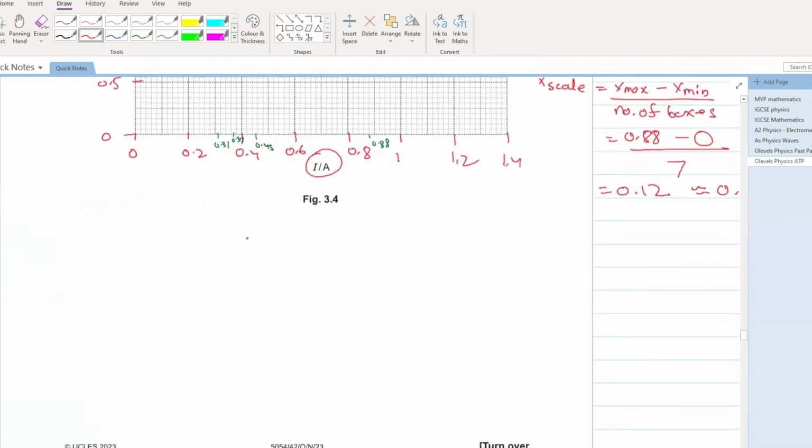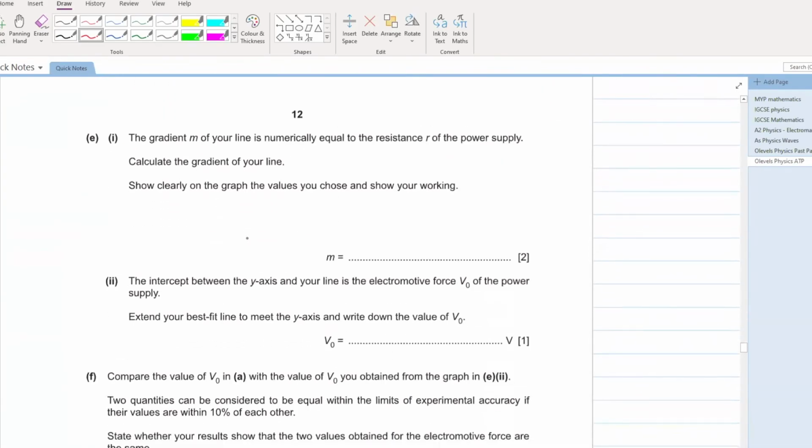Let's move ahead. The next question: is the gradient of the line numerically equal to the resistance of the power supply? Calculate the gradient of the line. Show clearly on your graph the values you choose and show your working. Perfect. So beta, we have to calculate the gradient of the line.